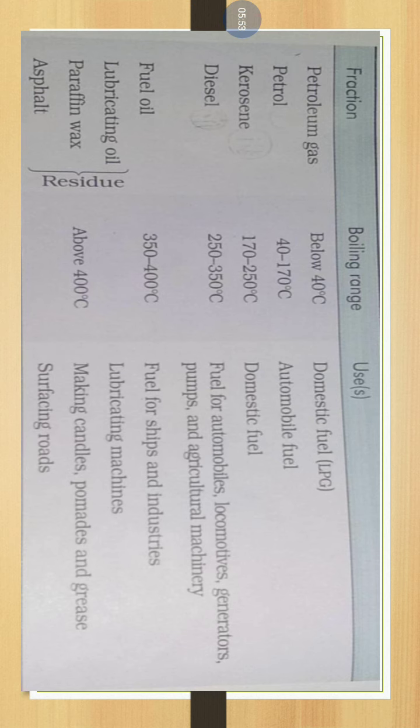And the residue which is left in the fractional distillation column has a boiling point above 400 degrees Celsius. So this way you can see in the order of increasing boiling point, the different fractions are coming one after another in the form of vapors, and this helps us in separating the different fractions from one another and collecting them in different trays. Okay, so this is about fractional distillation.